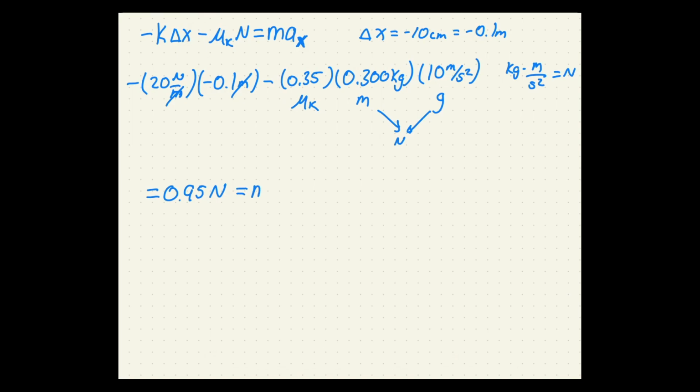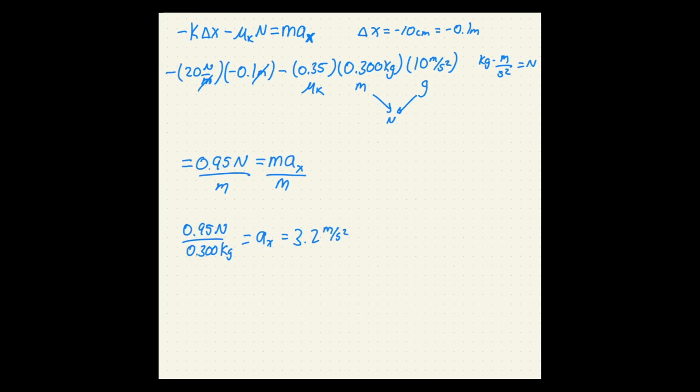And that will be equal to our mass times our acceleration in the x direction. Notice how it's positive, and mass is always going to be positive. And so that means our acceleration will be positive, pointed in the positive x direction. That's what we're looking for. Our mass is 0.3, but if I divide both sides of this equation by mass, I will get 0.95 newtons divided by 0.300 kilograms, and that will be equal to my acceleration in the x direction. And if I plug that into a calculator, I should get somewhere around 3.2 meters per second squared. And that will be my acceleration in the x direction, at least. It's 0 in the y direction.